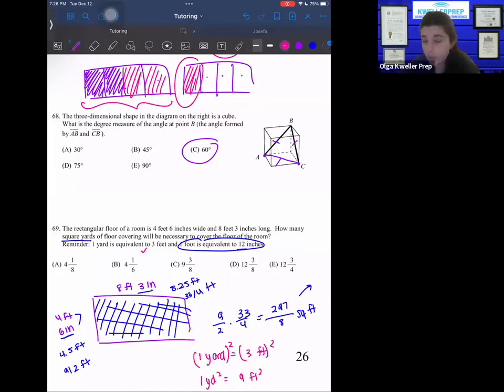So now what we have to do is convert this into yards. So in order to convert square feet to square yards, we divide by 9. And it's not an accident that 297 is divisible by 9, right? That's obvious. So here we end up with 33/8 square yards, excuse me. And that's just 4 1/8.